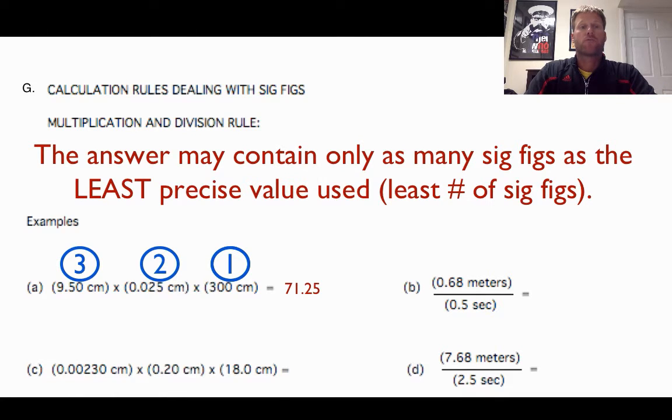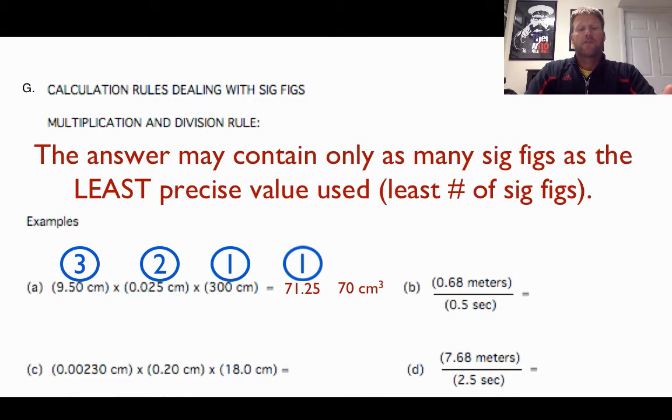The multiplication rule is that your answer can only be as precise as your least precise measurement. 1 sig fig in this case. Therefore, you must round 71.25 to 1 significant figure. Look at the 2nd digit, a 1 in this case, so the number doesn't round up. Therefore, the correct answer to this calculation is 70 centimeters cubed.